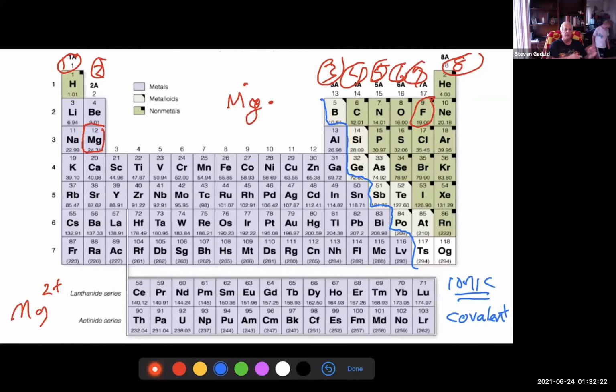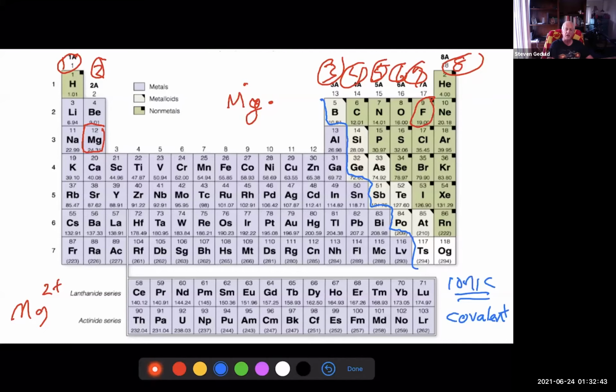Okay, so when a metal and a non-metal combine, it's ionic. When two non-metals combine, that's covalent. The metals don't combine with each other. They don't form bonds. So you either got a metal and a non-metal, or you got two non-metals. And they're going to combine differently. We're going to name them differently because there's different properties.